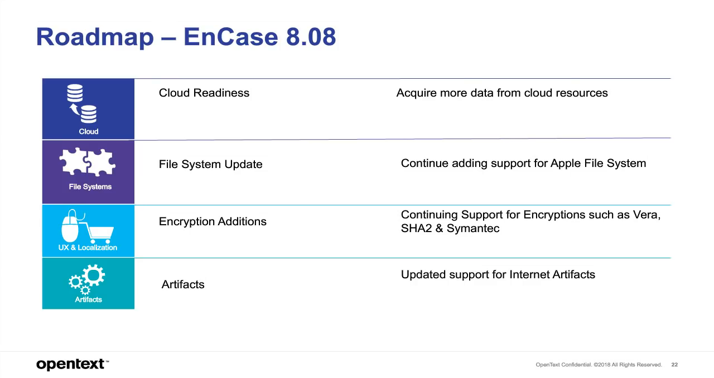The next theme we're going to be concentrating on for 808 is file system updates. This is where we'll continue adding support for the Apple file system. As an example, we've already added the encryption support for APFS, but it's not released. What you saw was 808 in action in Simon's presentation. We'll continue adding other encryption support like Vera, SHA-2, and Symantec. And finally, our commitment to you is to continue updating the artifacts to the latest releases so that when you do investigations, you get the most up-to-date results. That's going to be the core of what we'll be delivering in our next release.